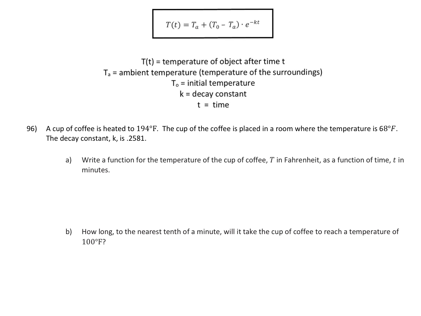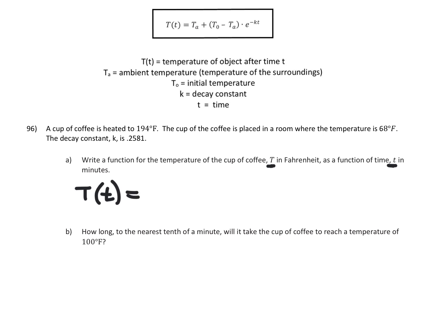Okay, so on number 96, we're just doing part A and B. So part A says to write a function for the temperature of the cup of coffee T in Fahrenheit as a function of time lowercase t in minutes. So they want us to write a function of T in terms of lowercase t. So we're going to write T of t equals.